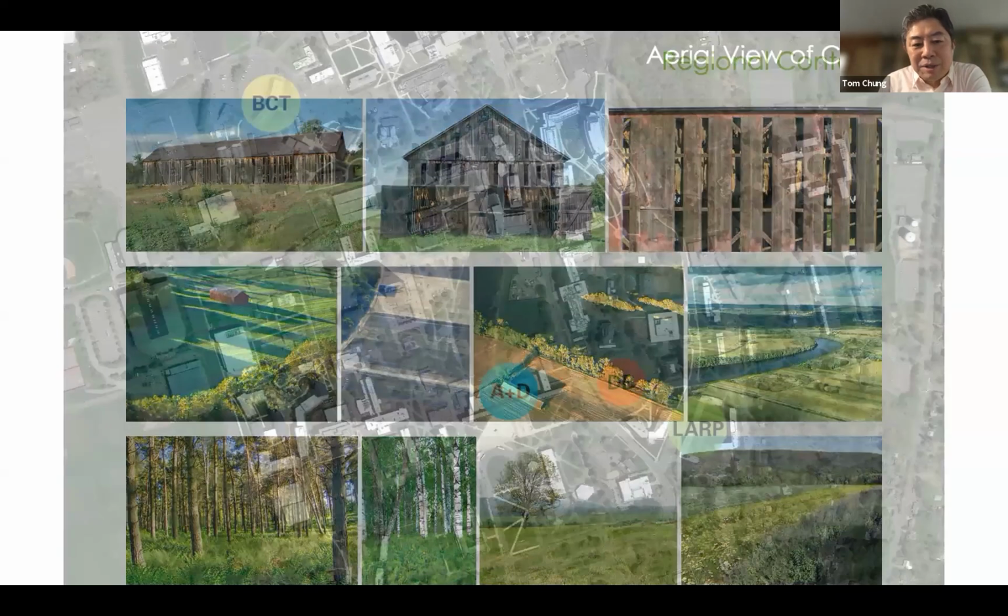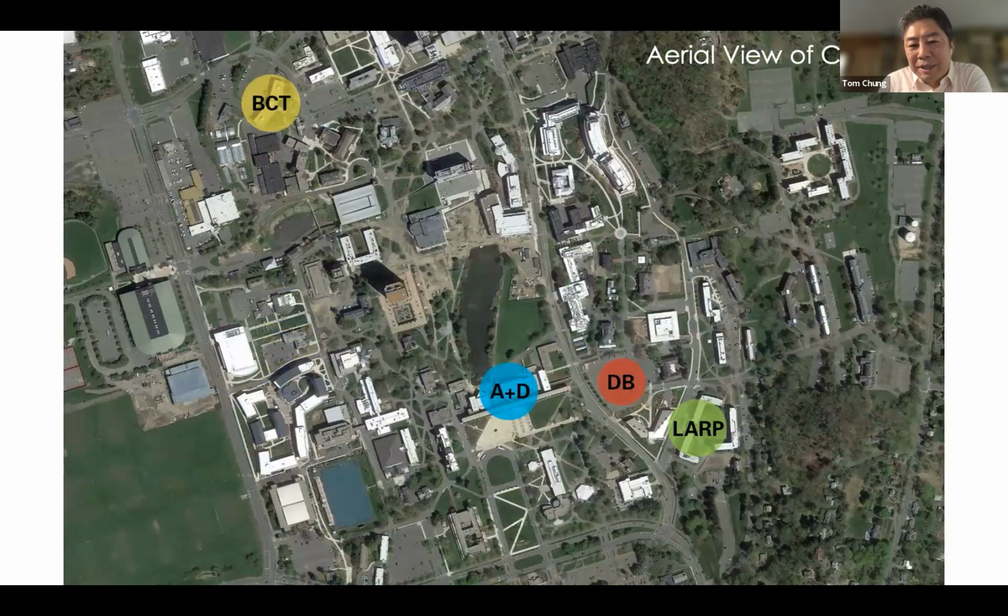The project here was to bring together three departments that study the built environment, namely architecture and design in blue, building construction technology in yellow in the map here, and landscape architecture and regional planning. They were all in three separate buildings, and the university had the foresight to bring together all of these disciplines across different colleges into one building. The site that was selected is shown here in the red dot.